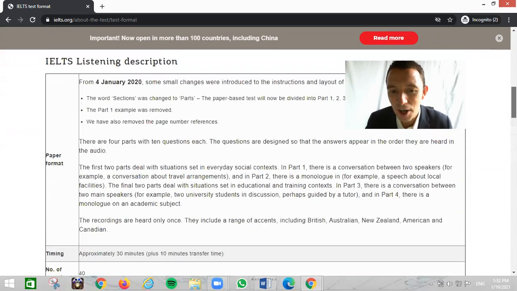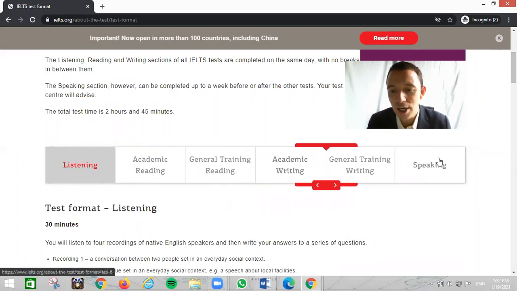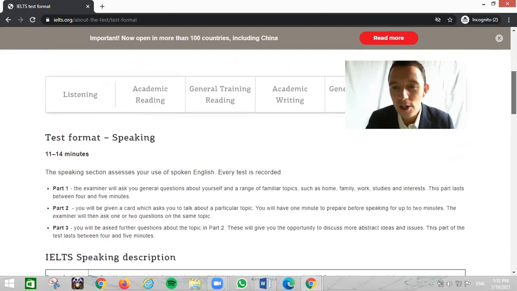So if we go back to the top, that's the listening. It's the same for the academic IELTS exam, and it's the same for the general training IELTS exam. So now let's look at the speaking, because the speaking is also the same. So you have 3 parts in the speaking test. Part 1, the examiner will ask you general questions about yourself and a range, un rango in Espanol, of familiar topics such as home.